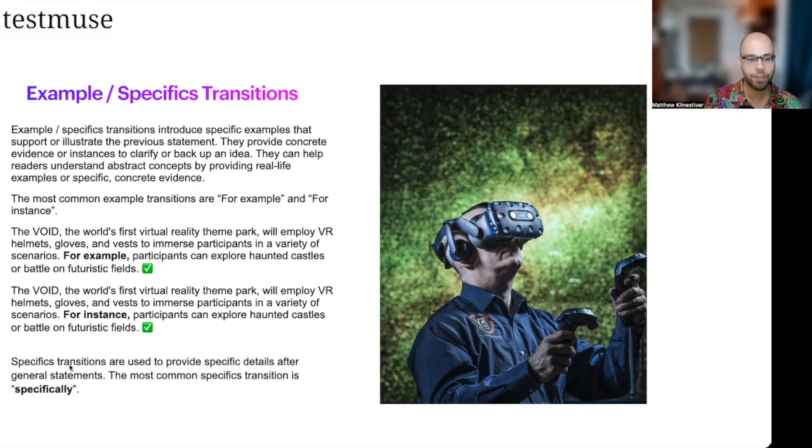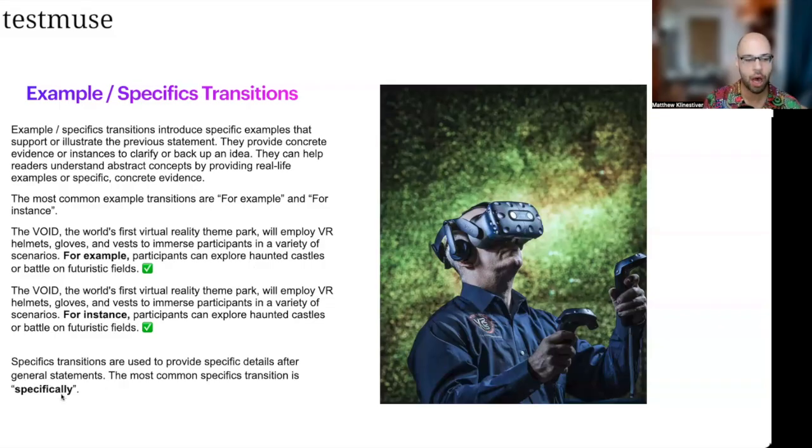Now for specifics transitions, these are giving specific information, right? And sometimes these overlap with our examples, right? A variety of scenarios, specifically, right? Participants can explore haunted castles or battle on futuristic fields. That could work. In other cases, it's slightly different.